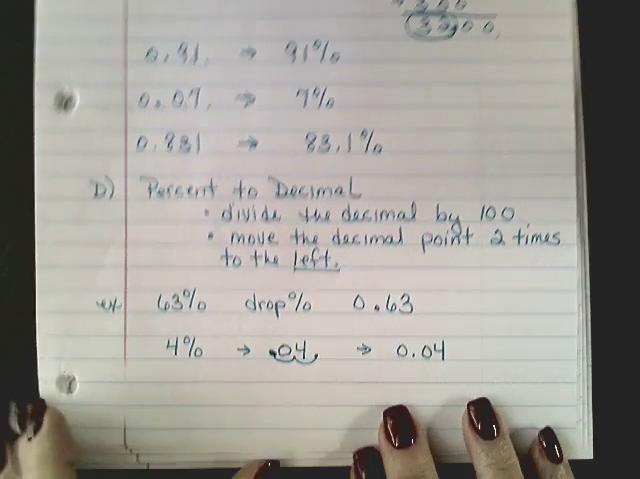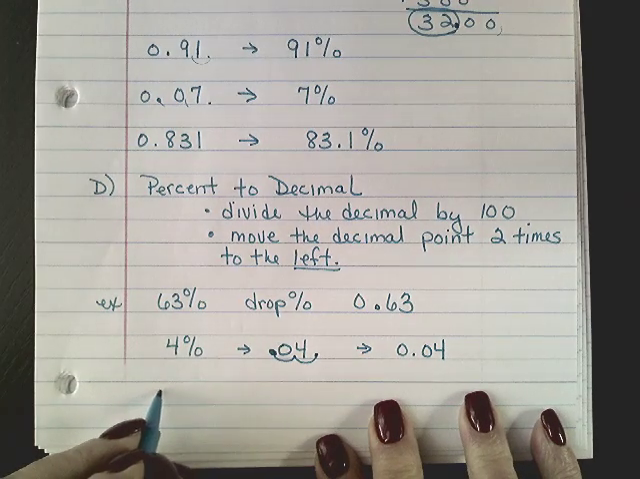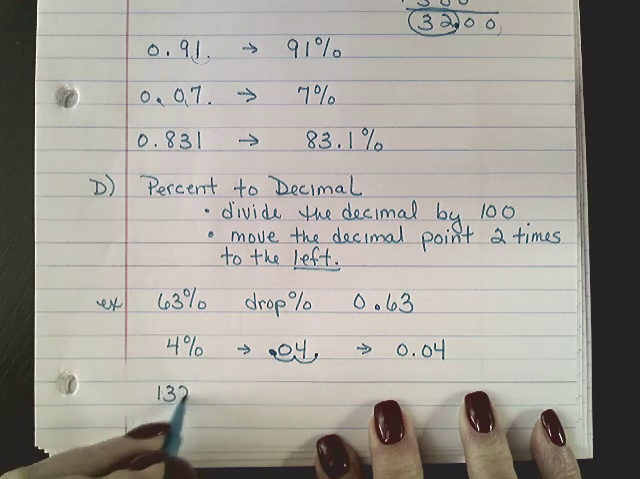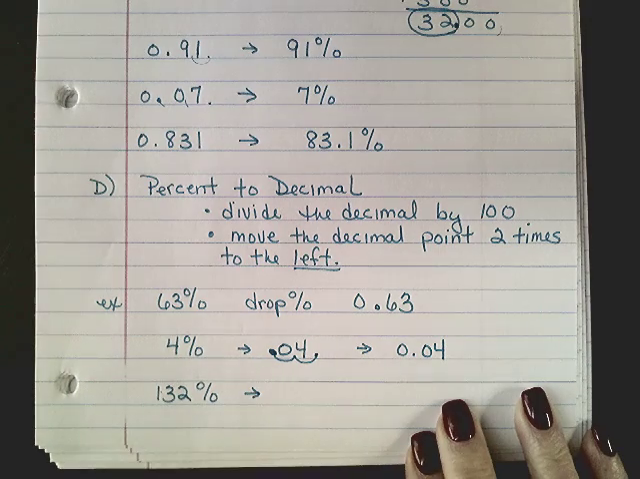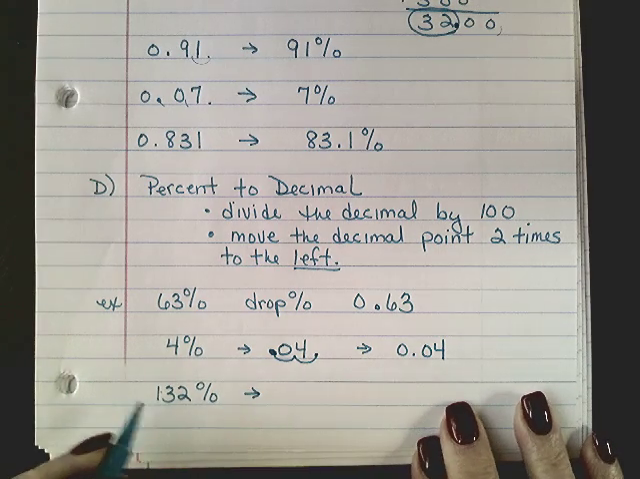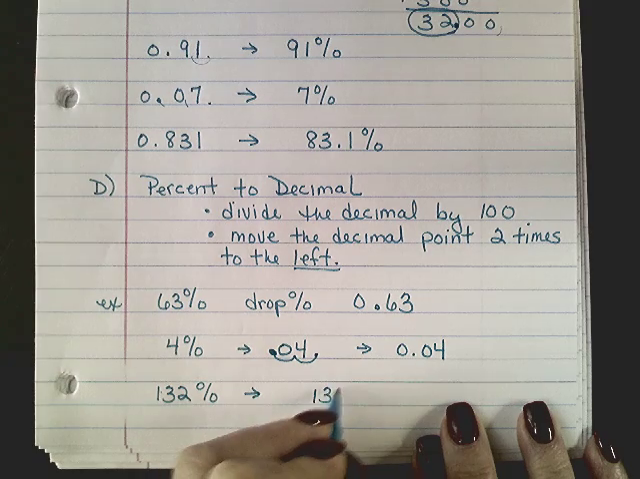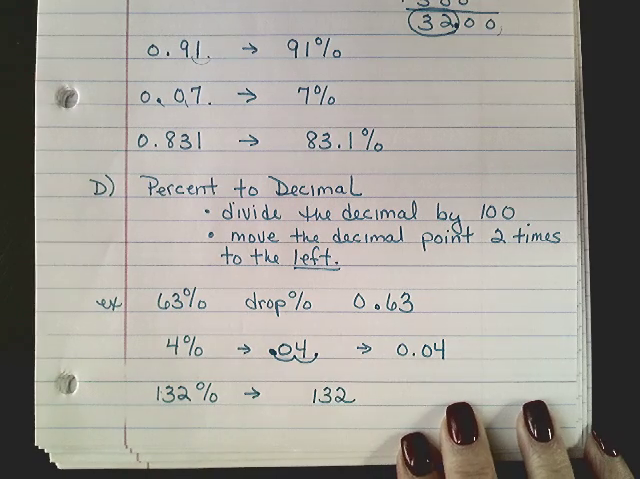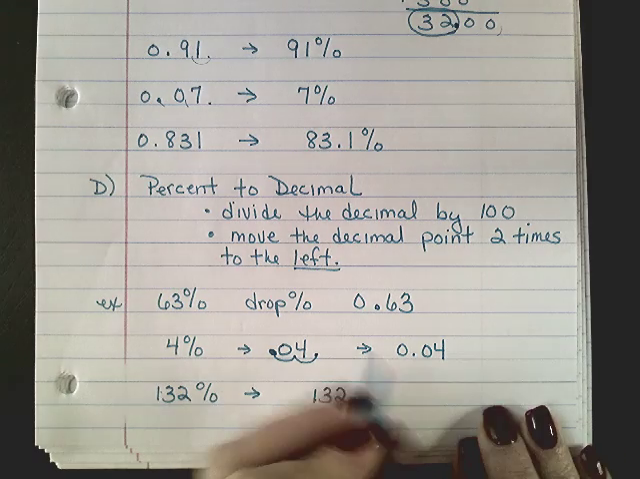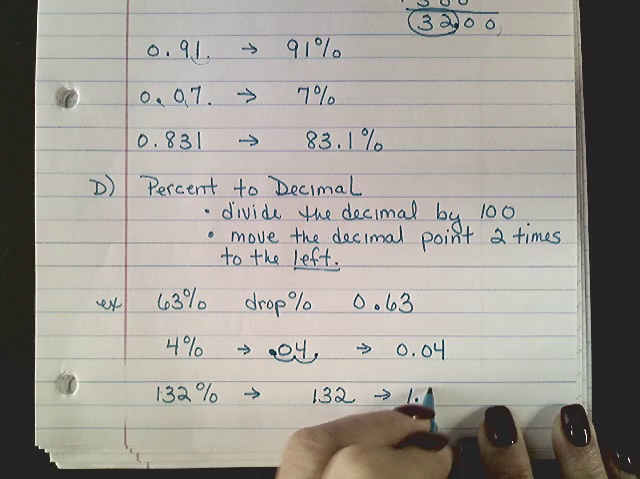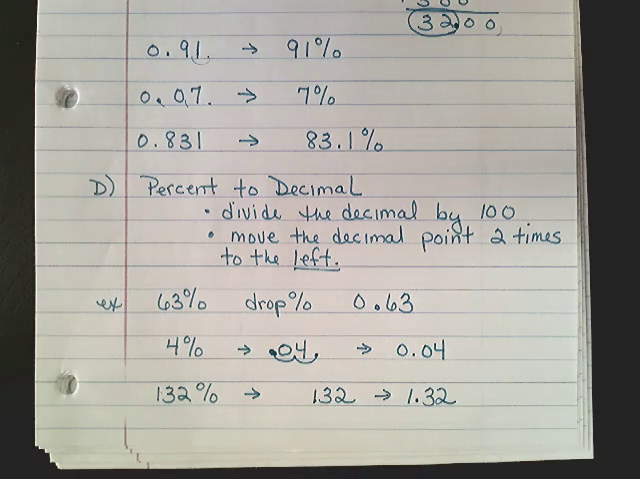Okay. If I have 132%, and I need to change that to a decimal, drop the percent, and I would have 132. I'm going to divide by 100, the decimal point is at the end, 1, 2. So my answer is going to be 1 and 32 hundredths. Okay? So that's how we convert from decimal to percent, percent to decimal.